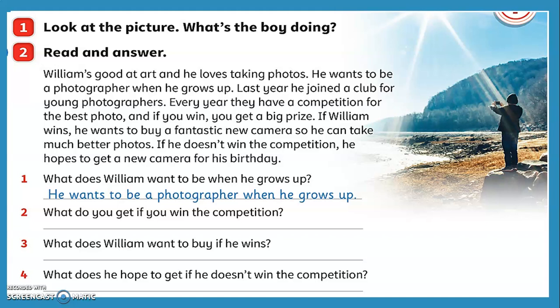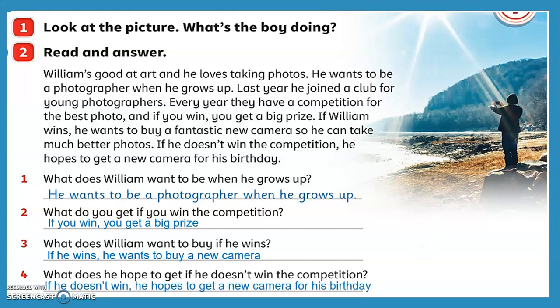Okay. After reading again, you are going to answer the questions. Number 1 is given. What does William want to be when he grows up? He wants to be a photographer when he grows up. Okay, 2. What do you get if you win the competition? That's right. If you win, you get a big prize. What does William want to buy if he wins? If he wins, he wants to buy a new camera. That's right. And finally, what does he hope to get if he doesn't win the competition? That's right. If he doesn't win, he hopes to get a new camera for his birthday.